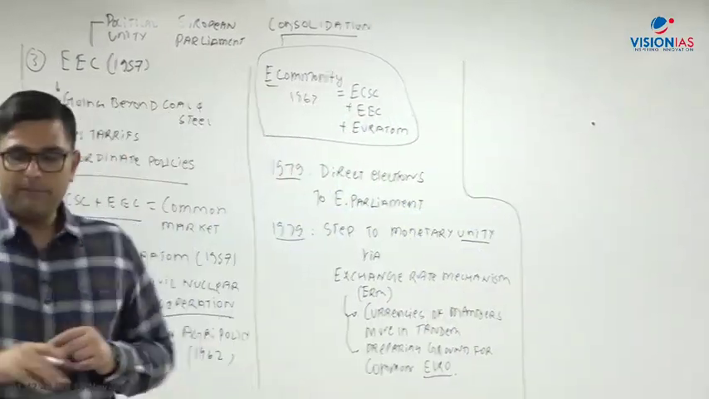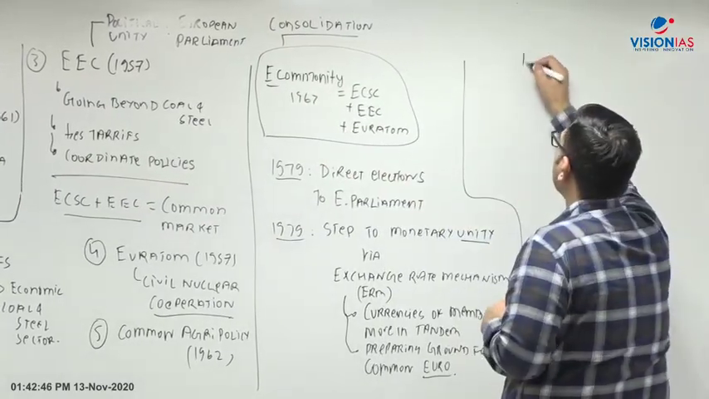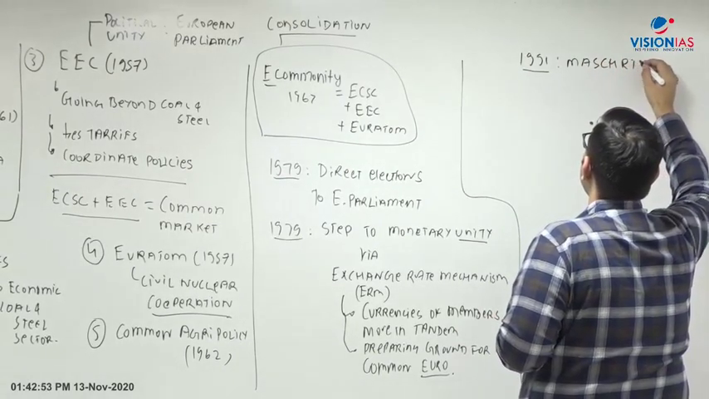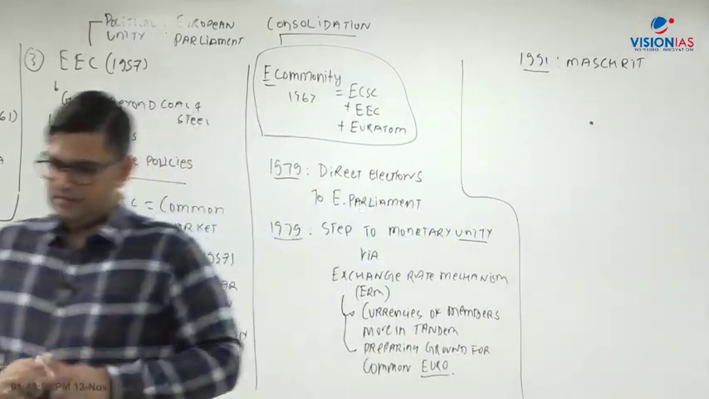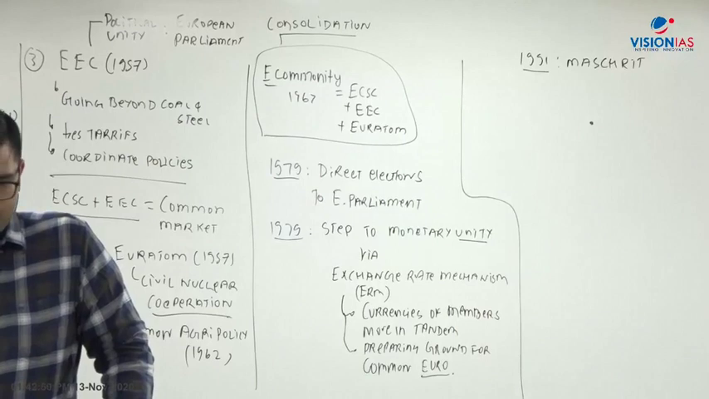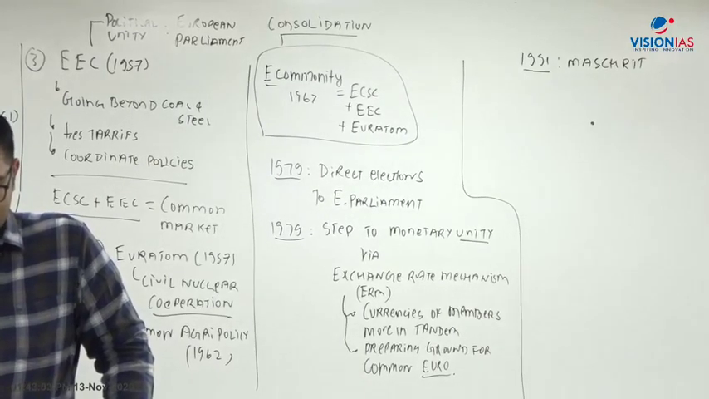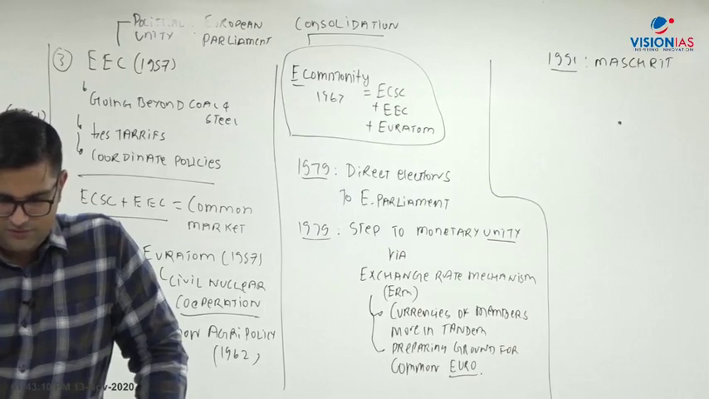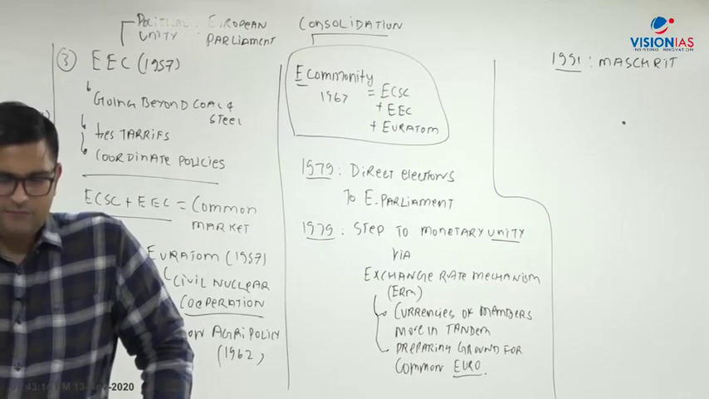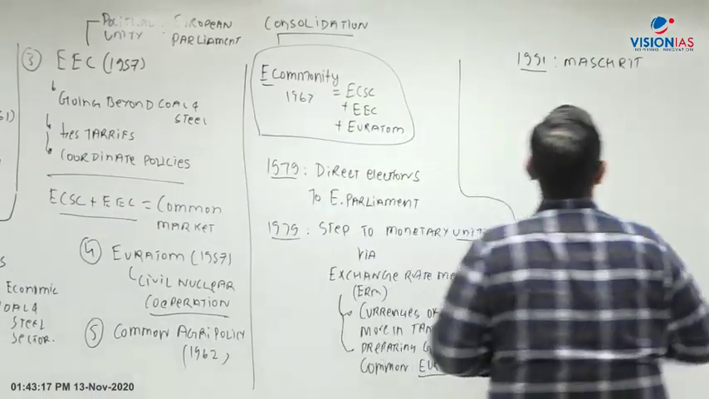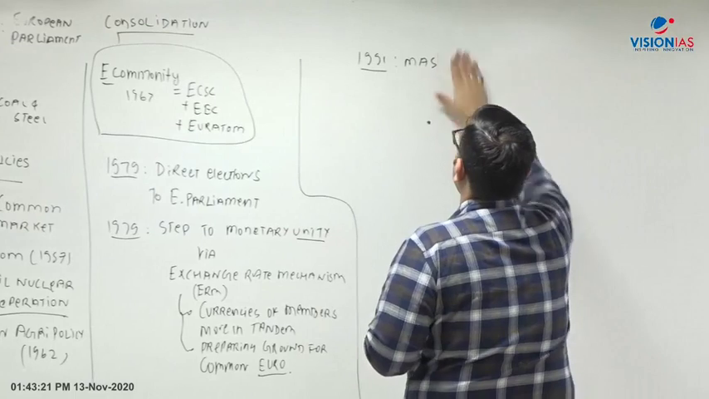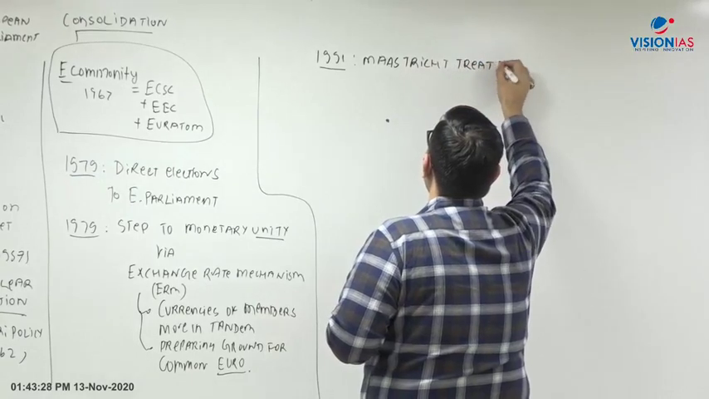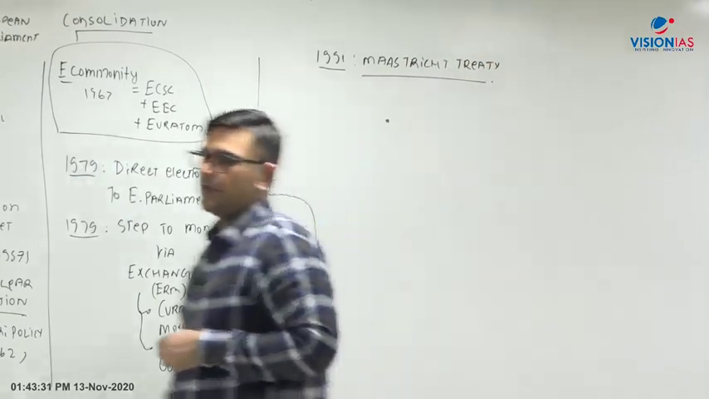After your ERM, what happens? Around 1991, they sign the Maastricht Treaty. Check the spelling of Maastricht, let me search on Google. Treaty of Maastricht, M-A-S. Maastricht Treaty. Okay? So as per this treaty, what happens?